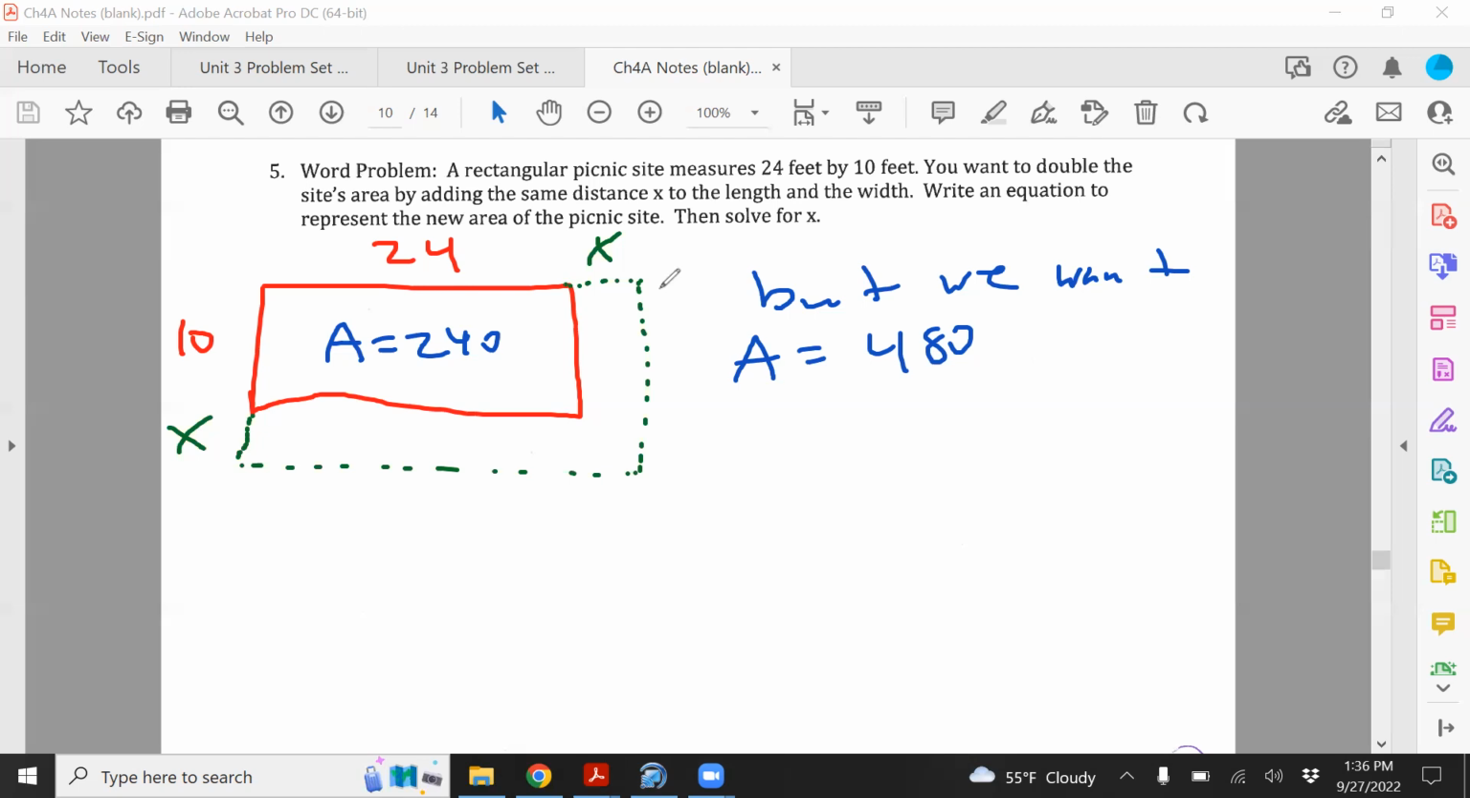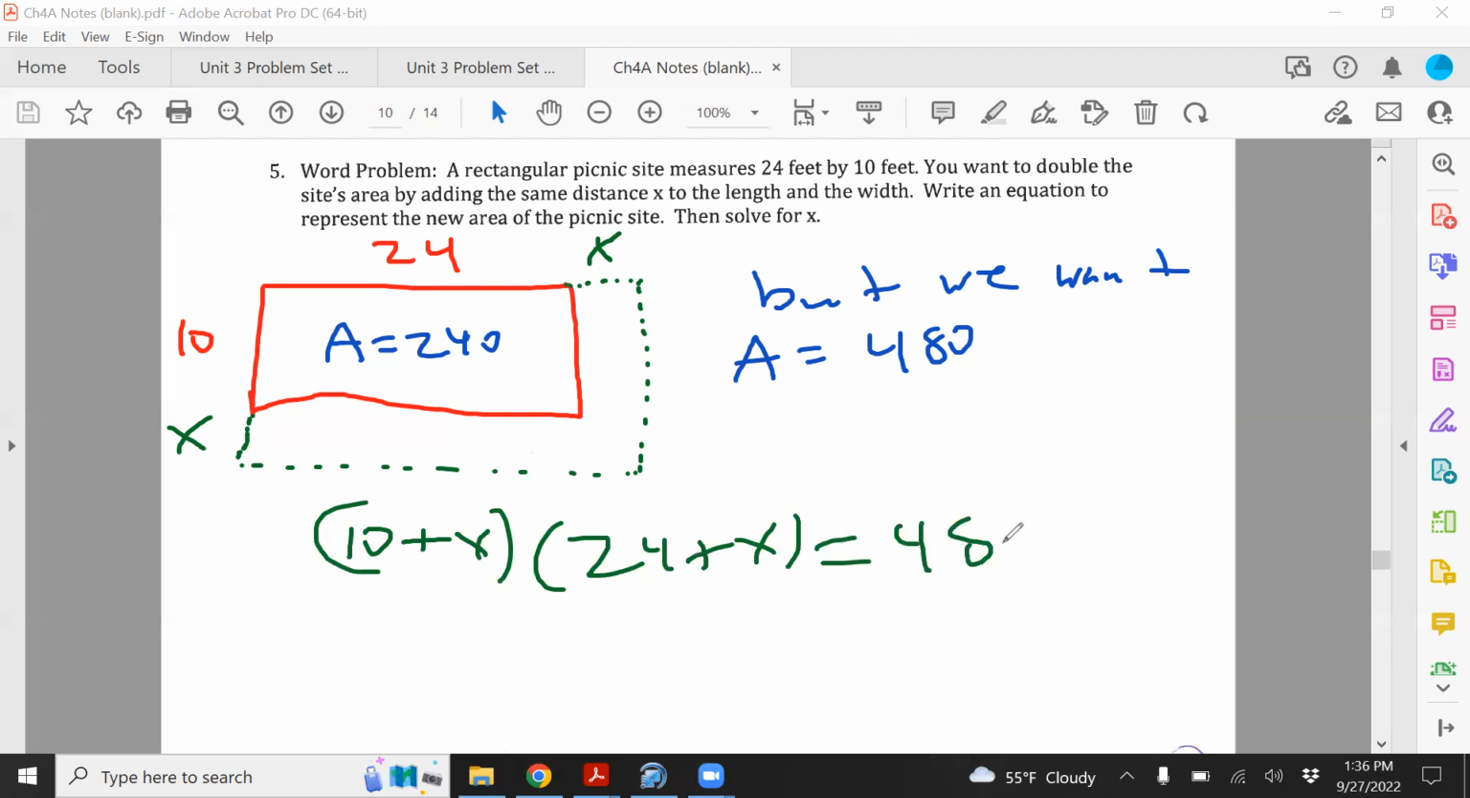What does that say? But we want. Oh, but we want. I just have terrible handwriting. So that means 10 plus x. Yes. Good. You got it. Excellent, Lizzie. 10 plus x times 24 plus x has to equal 480.